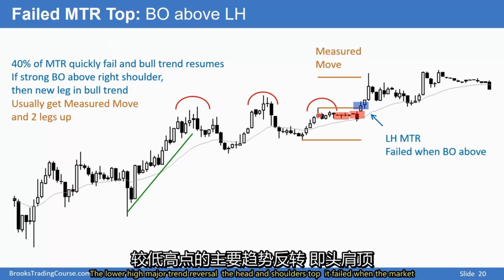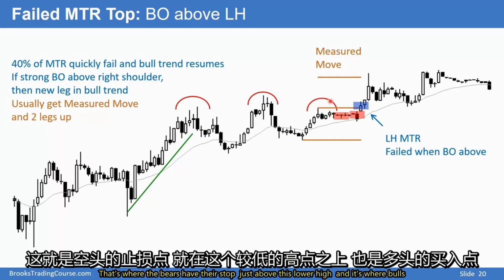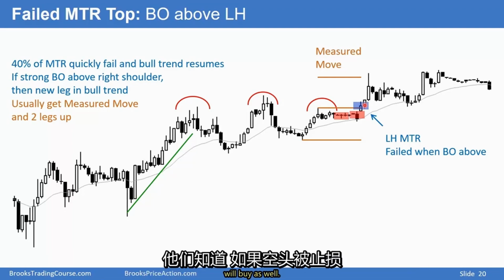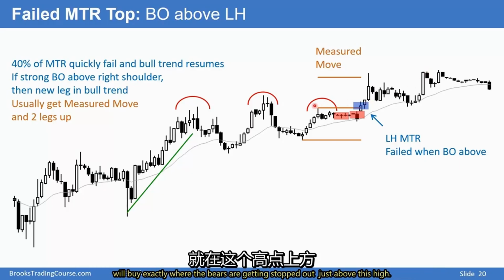The lower high major trend reversal, the head and shoulders top, it failed when the market went above the lower high. That's where the bears have their stop, just above this lower high. And it's where bulls will buy as well. They know that if the bears get stopped out, we'll probably get a couple legs up, so bulls will buy exactly where the bears are getting stopped out, just above this high.